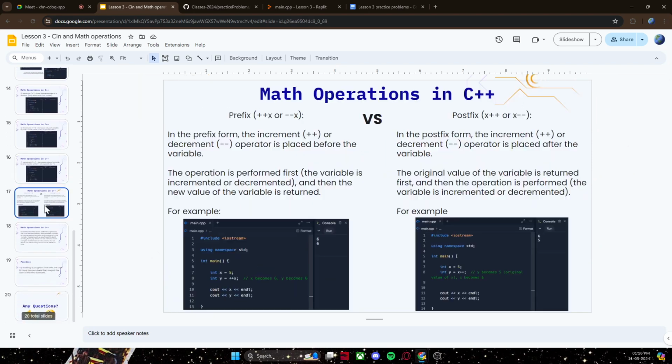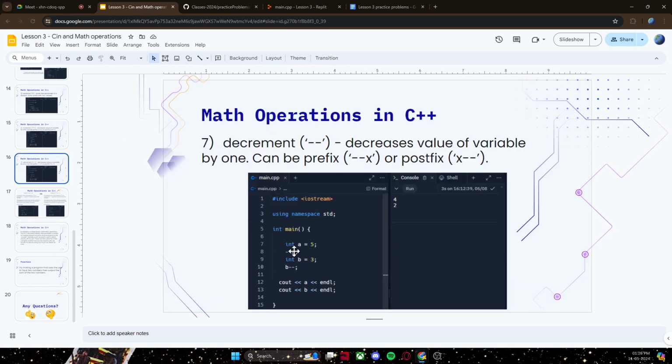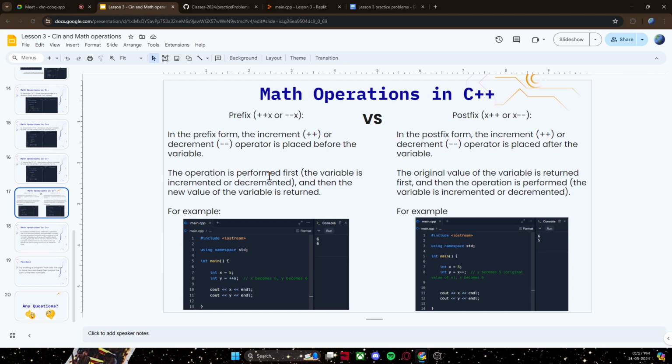Alright, moving on. So what's the difference between prefix and postfix? Because if you saw in these examples, this one outputs 1 less than 5, this one outputs 1 less than 3. Even for increments, it's 1 more than 5 and 1 more than 3. So what is actually the difference between these?